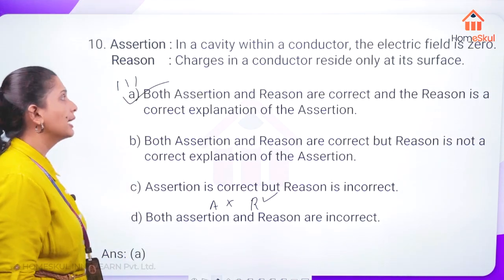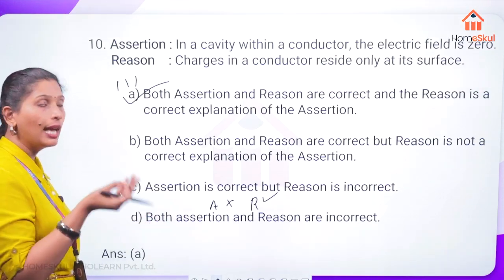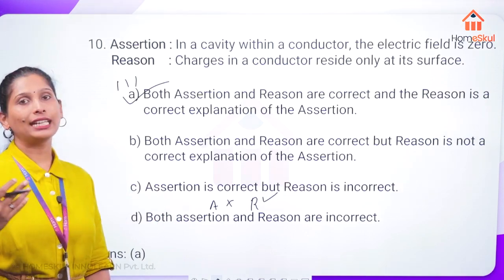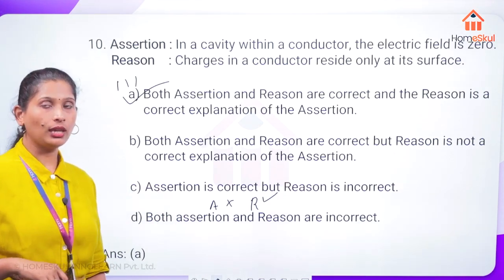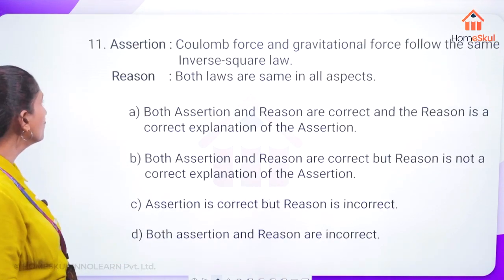It is because the conductor has charges only at its surface, and because of that, inside the conductor, the electric field is 0. So you got that concept now. Now moving on to the next question here.